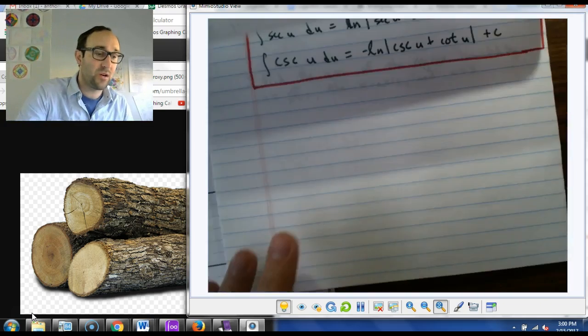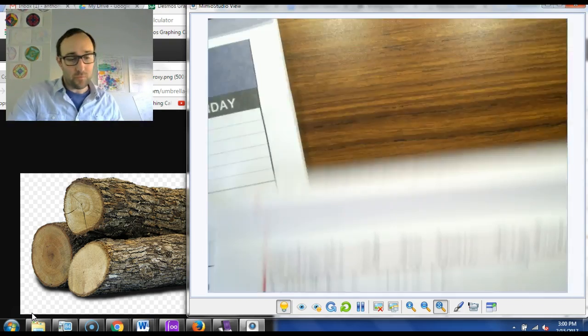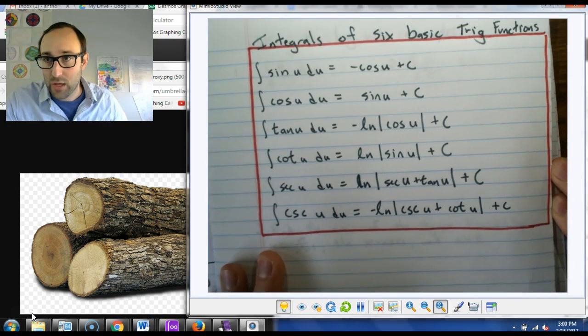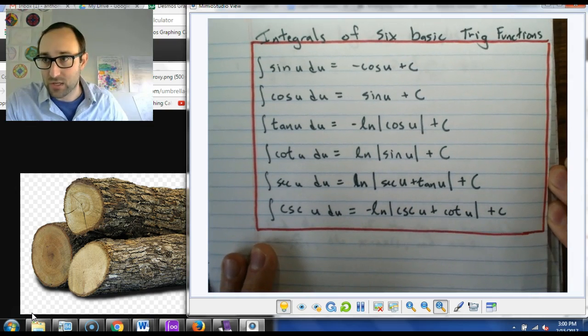Let's just do an example here to make it a little bit shorter. But before I do, I'm just going to remind you of all of your integrals for the 6 basic trig functions.